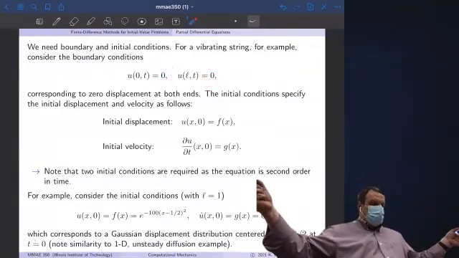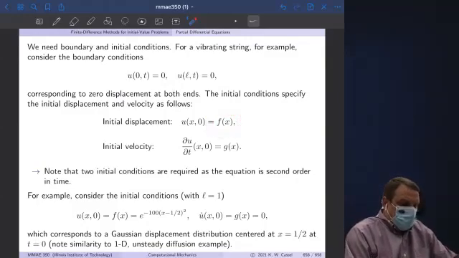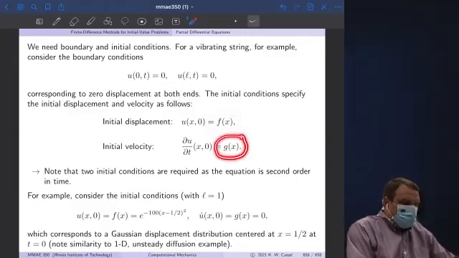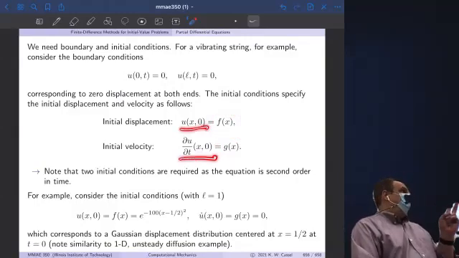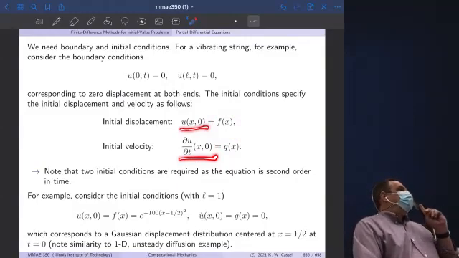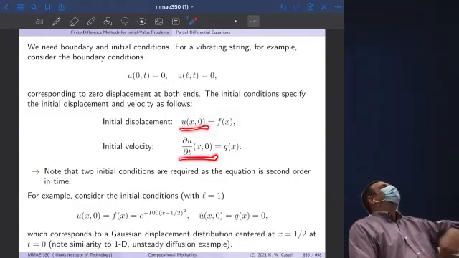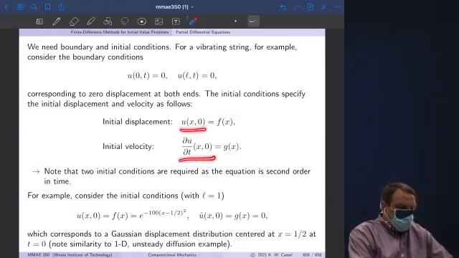It's fastened down at the two ends. We'll have an initial displacement, f of x at t equal to 0, and an initial velocity, g of x at t equal to 0. We need two initial conditions because it's second order in time. The 1D unsteady diffusion equation was only first order in time, so we only needed an initial condition for u. Now we need two initial conditions for u.